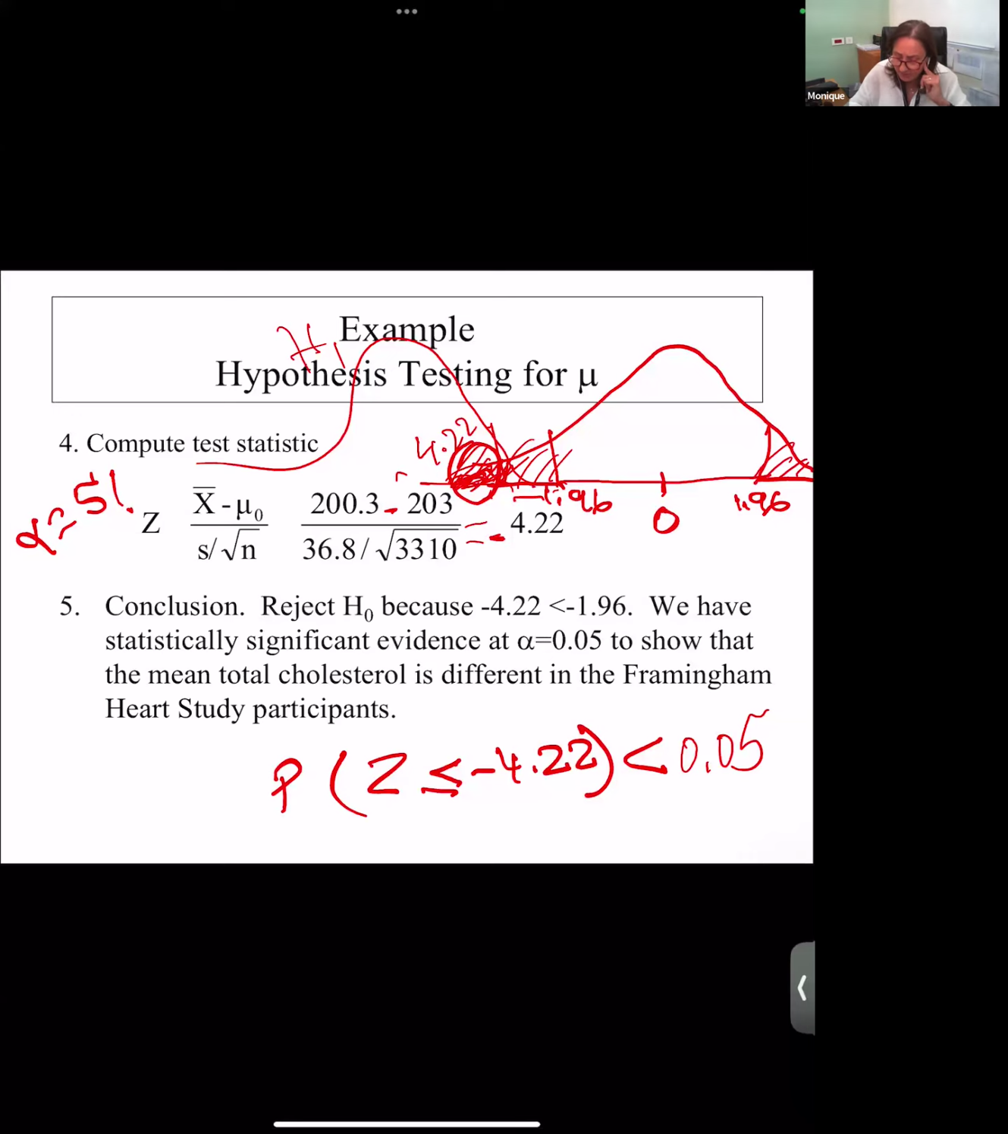Why do we reject it? Because the minus 4.22 falls in the rejection area based on my decision rule of alpha 5%. It is less than minus 1.96, which corresponds to the 5%. We have statistically significant evidence, and the conclusion would be that the mean total cholesterol is different in the Framingham Heart Study compared to the national data.